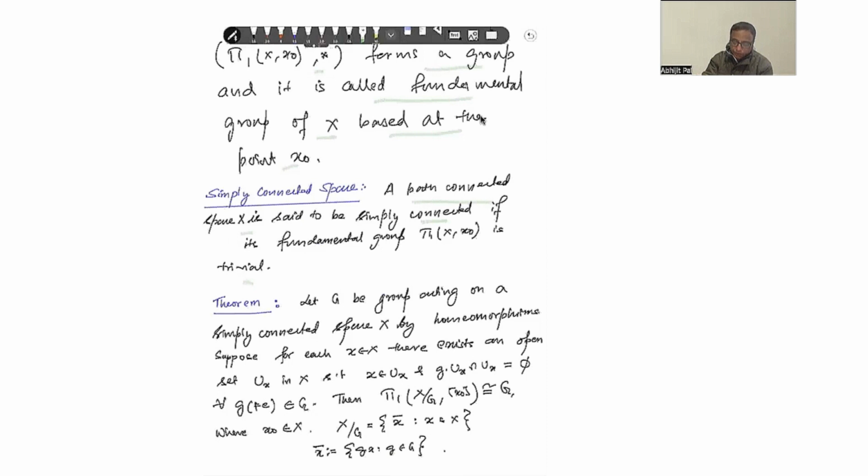So now note this basic fact: if I take a path connected space X, and if I take two points x naught and x naught prime, then the fundamental group of X at x naught and the fundamental group of X at x naught prime are isomorphic to each other. That is a very standard result in basic algebraic topology.